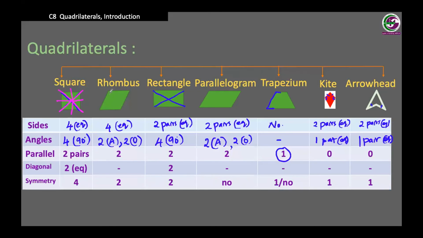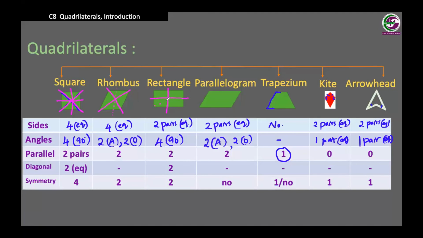What about a rhombus? If you fold it like this, these two sides are not equal. But when you fold it through the diagonal, we have 2 lines of symmetry. For a rectangle, you can cross it vertically, 1 line of symmetry, 2 lines of symmetry only.